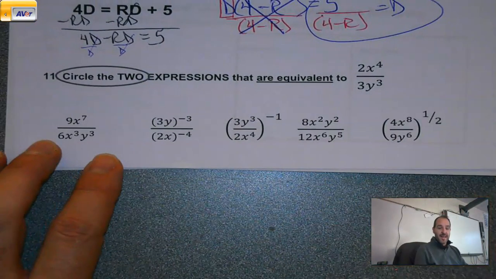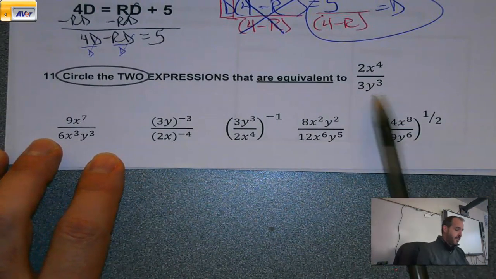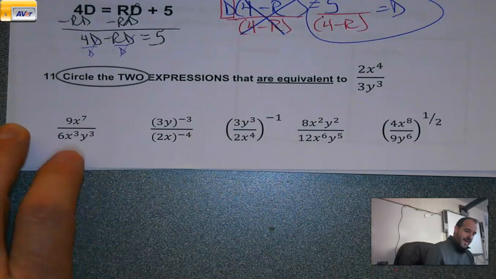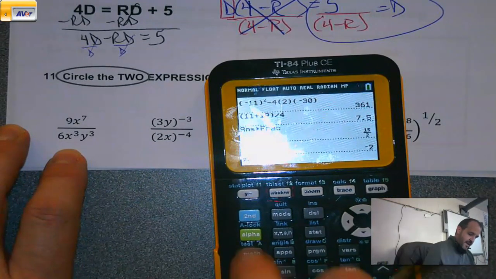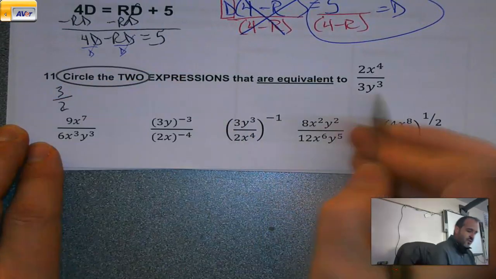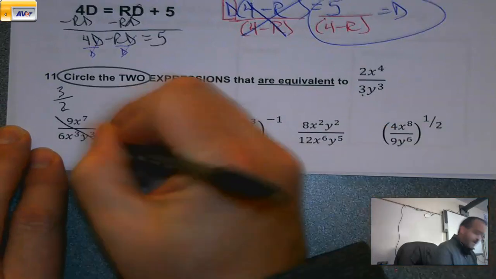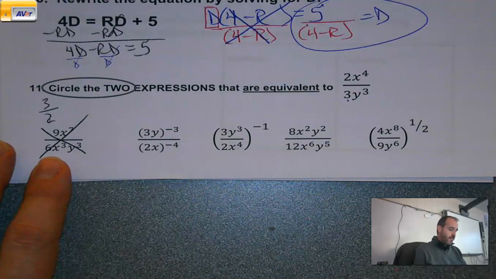Basically, I got to jump in and start simplifying these until I find a couple that equal this. So I look, I'm like, okay, well, 9 over 6. Let's start with that. 9 divided by 6, math, enter, is 3 over 2. Wait a minute. 3 over 2 isn't 2 over 3. Okay, it's not that one. As soon as you know it's not that one, don't keep doing it.